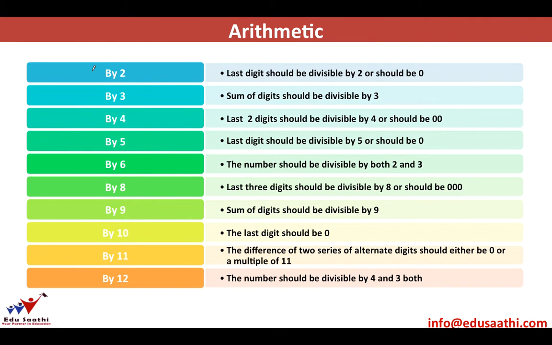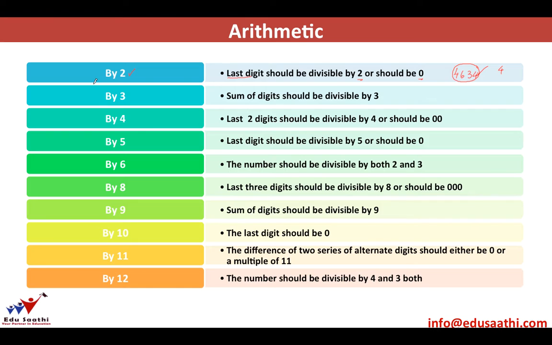Now, if I have to check the divisibility with 2, I would not look at the entire number, I would only look at the last digit. So if the last digit is divisible by 2 or is 0, the entire number is divisible by 2. For example, the number that you have is 4634. I will not check the divisibility for the entire number, I will only look at the last part, which is 4. 4 is divisible by 2, so that means this entire number is divisible by 2.